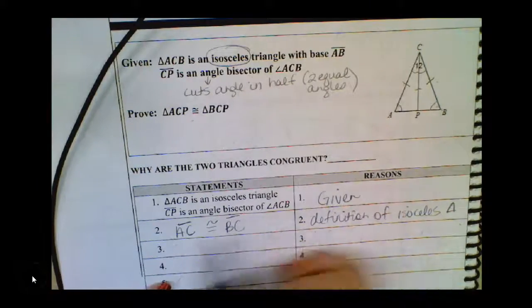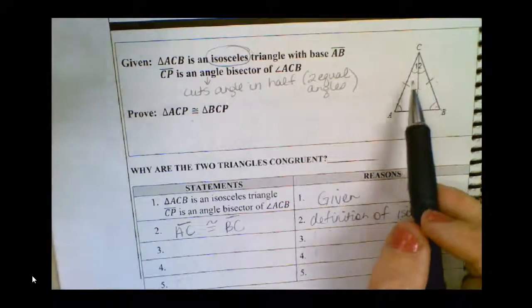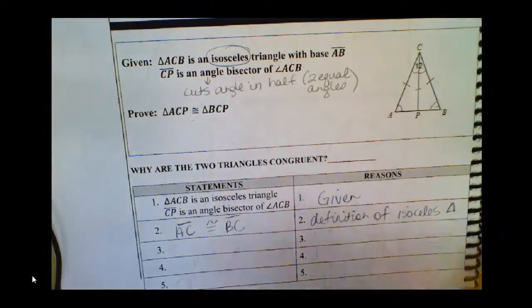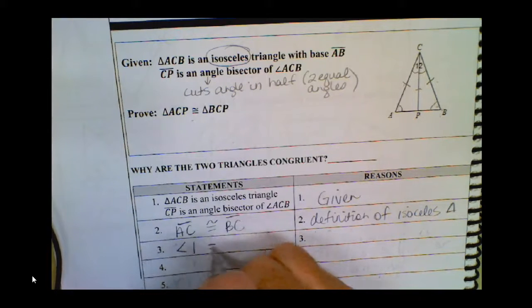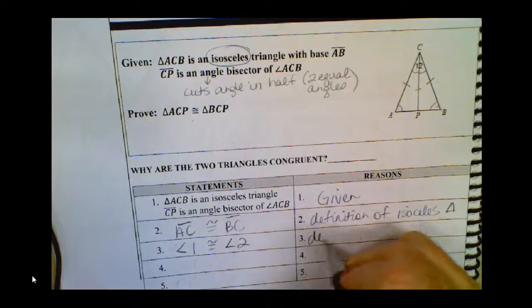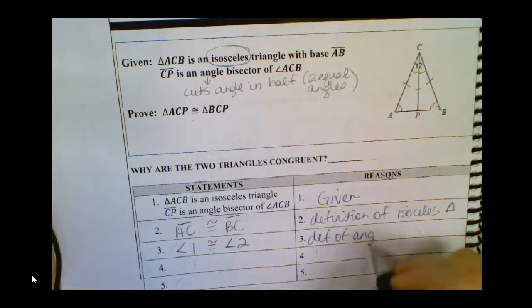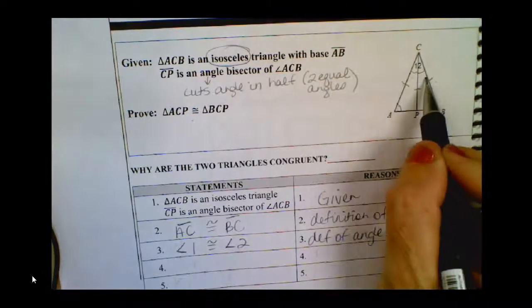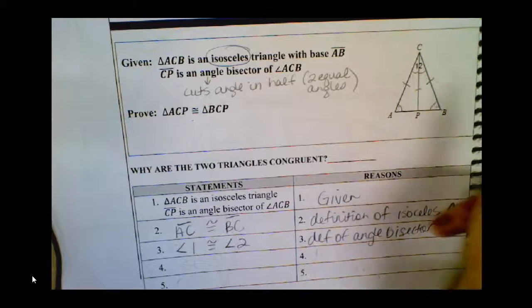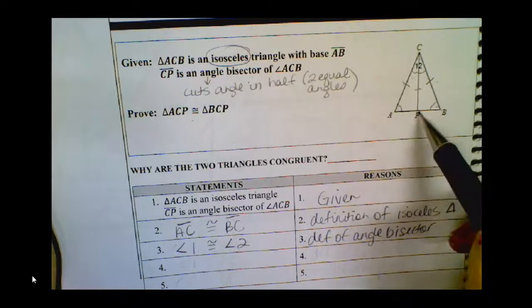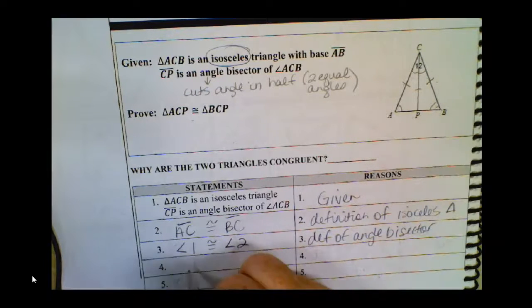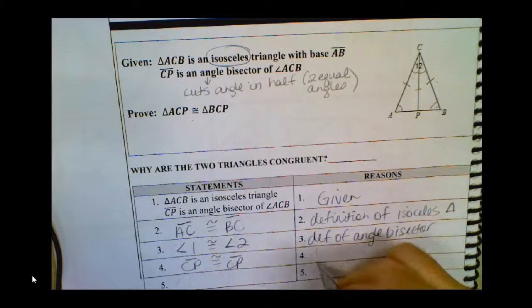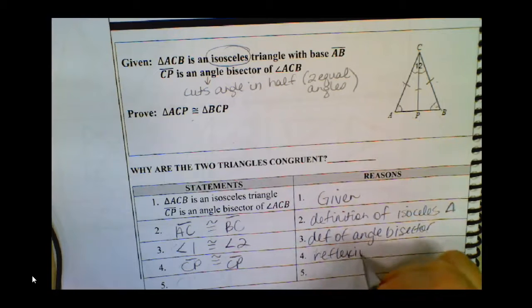What's the next thing that we know? Well, we were told that angle 1 and angle 2 were created because we bisected angle C with that CP line. So we know that angle 1 is congruent to angle 2 because that is the definition of an angle bisector. It means it cuts it right in half. So whatever that measurement is, it's the same on this side as it is on this side. Okay. We also know that this line CP is the same no matter which triangle it's attached to. So CP is congruent to CP, and that is, remember when it's looking at itself in the mirror, we call that the reflexive property.